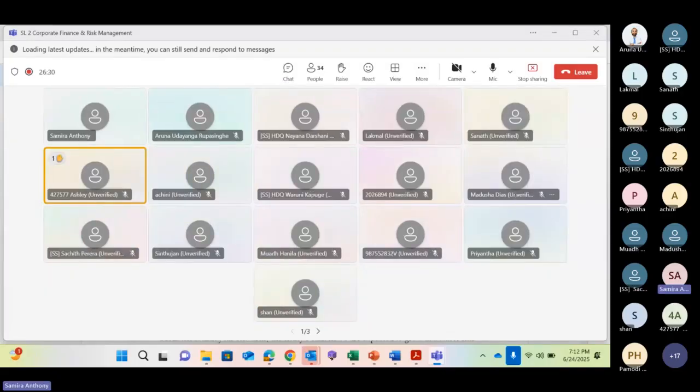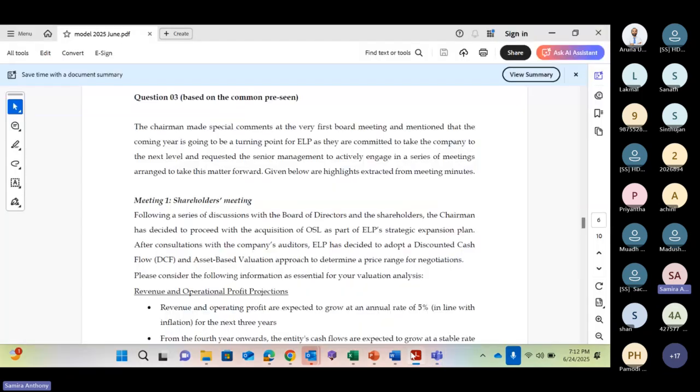Let's start question number 3. This is actually based on the pre-seen 2024 December, but I have prepared this question focusing on the coming exam. Some data I have connected with the December pre-seen, but I wanted to focus on the coming exam.